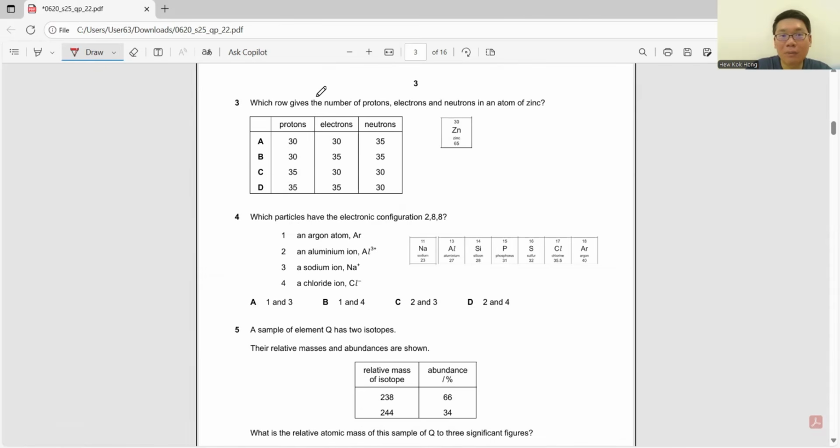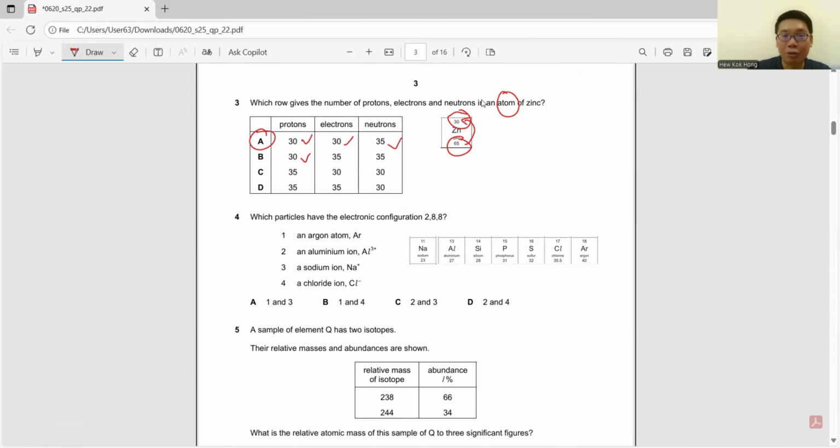Question 3. Which row gives the number of proton, electron, and neutron of zinc? This we just refer back to the periodic table. We know proton have 30. Electron also 30 because it's an atom. Proton, electron must have the same number. And then neutron would be this minus this, is 35. Answer is A.